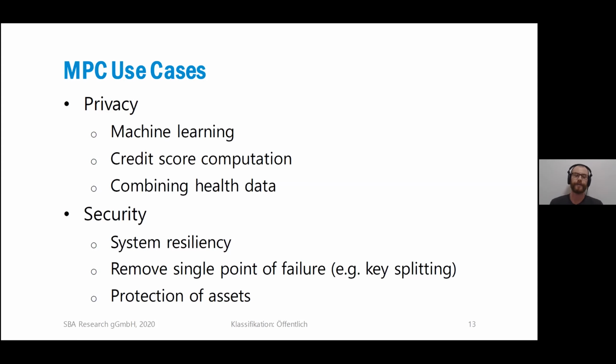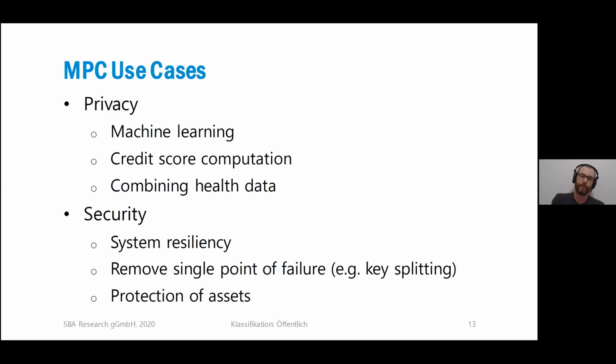And as I said, for security, it's about system resiliency. It's really about removing the single point of failure, which, you know, key splitting, databases, whatever asset you have that you want to protect, you can split without losing the methods, like the functions that the asset provides to you, or the value the asset provides to you.